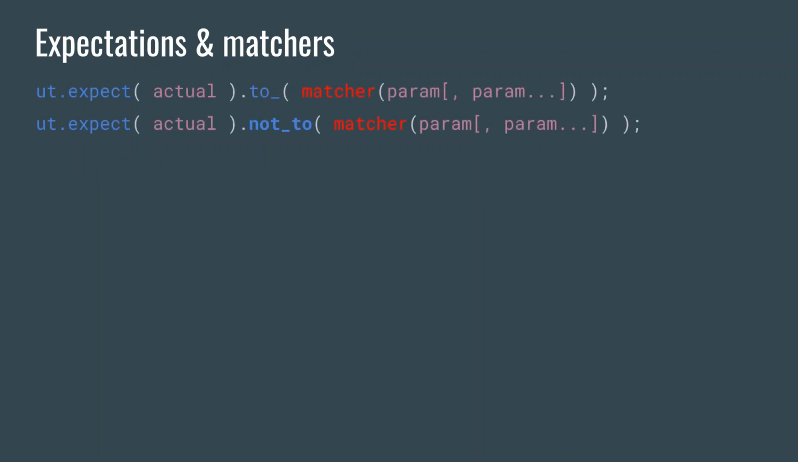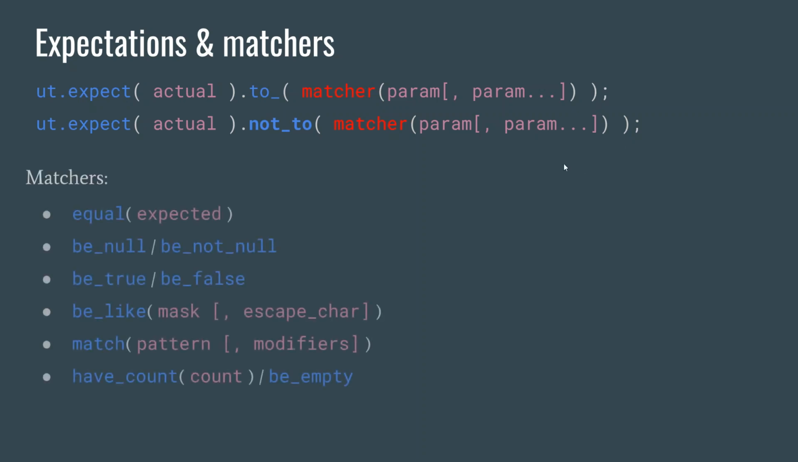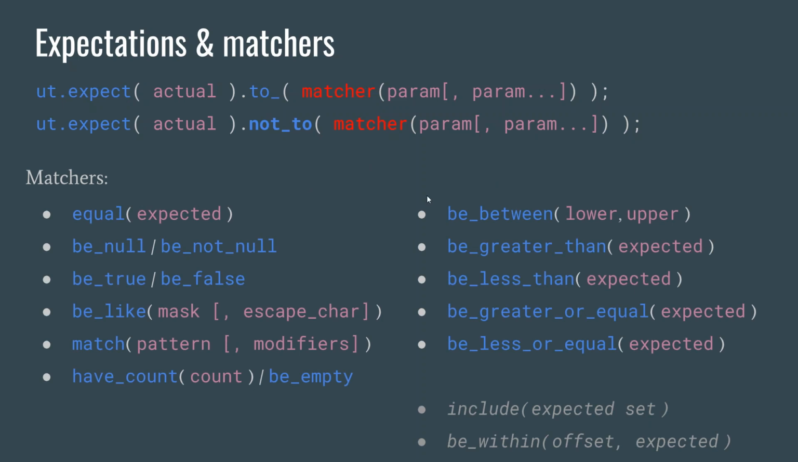So what kind of expectations do you have in utPLSQL syntax? I showed you the utExpect value to equal, but there is more, and not only can we compare that something is something, we can also do an expectation which is negated, so we expect something not to be something. And we have multiple matchers, so depending on what you need to test, you can test that something is equal to something, is null or not null, true or false, is like, so you use a like operator to compare texts, or you can use regular expressions.